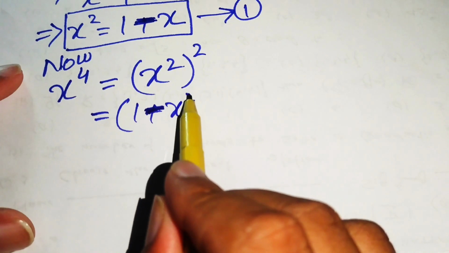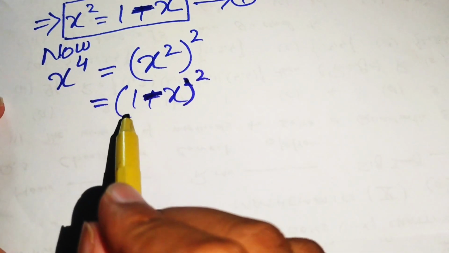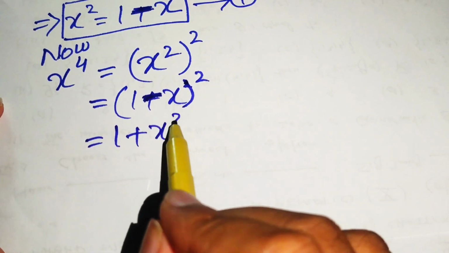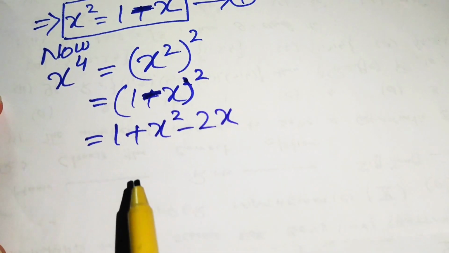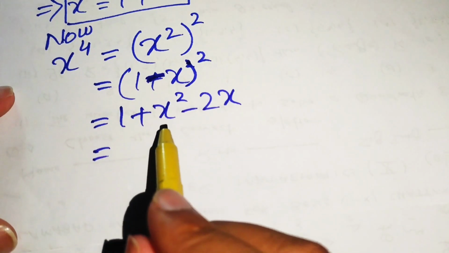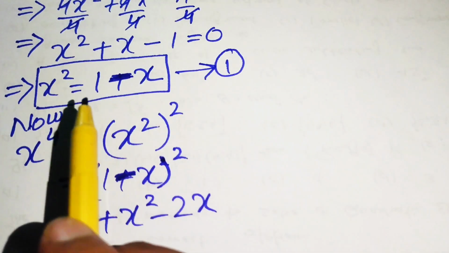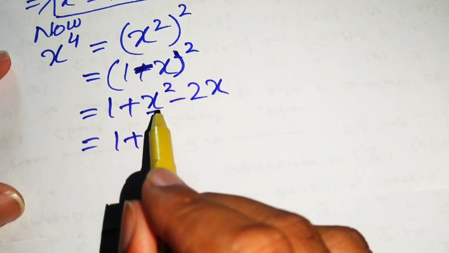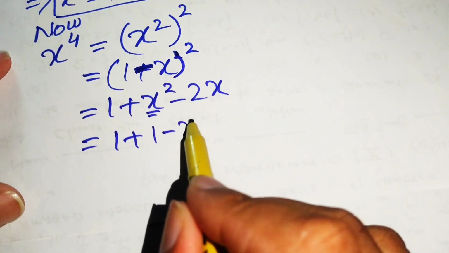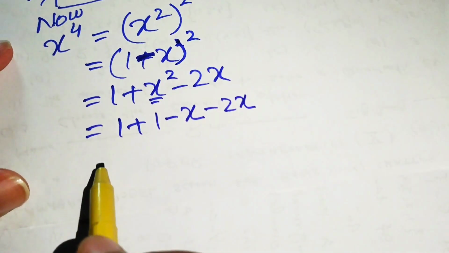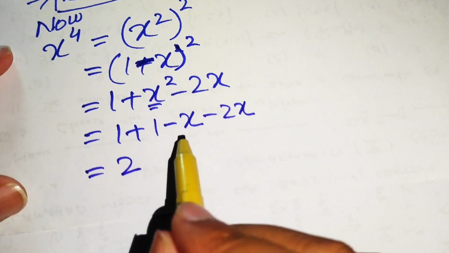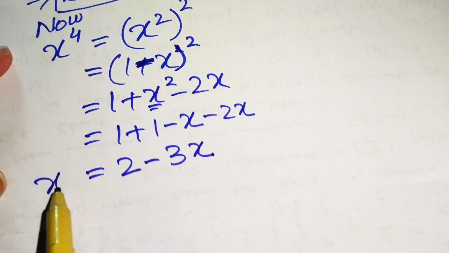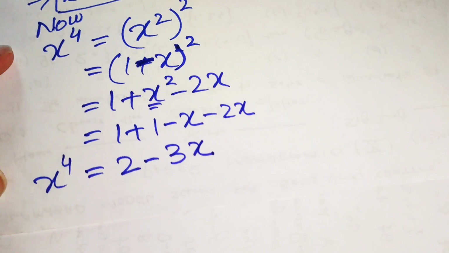So this is (1 minus x) whole square. Now we open the square of this term and write it as a square plus b square minus 2 times ab, and here we again have the term x square. So we substitute the value of x square, which is 1 minus x, and we get 1 minus x, and this is minus 2x. So we get 1 plus 1 is 2, and minus x minus 2x becomes minus 3x. So this is the value of x to the power of 4.